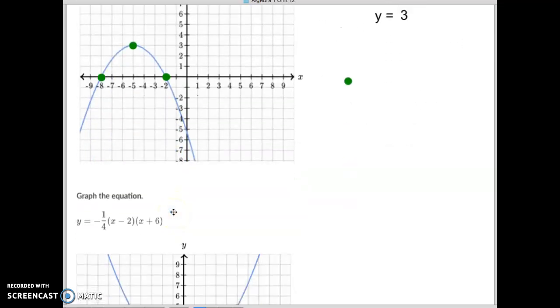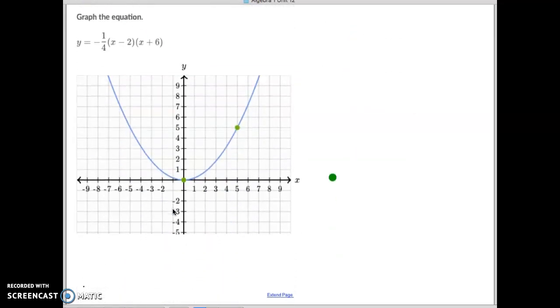Let's do one more. Kind of do this again. Again, here's my factored form. So we know one x-intercept is going to be at -6, the opposite of this, and one x-intercept is going to be at +2, the opposite of that. So if I put one at -6 all the way over here, and I put one at +2 right here, what is halfway between these two? -6 and +2, you might say, oh, well, it'd be right here at -2. So I'm going to take this first dot and put it right there at -2.